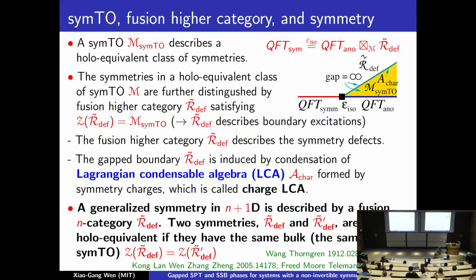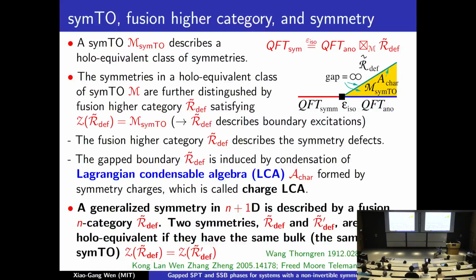So, however, to be more precise, this bulk topology only describes this so-called holographic equivalence class of the symmetry. So many different symmetries are actually equivalent using this description. If I want a more refined description, to distinguish different symmetries within one holographic equivalence class, then I need to add more information. And this more information happens to be the boundary of this decomposition.